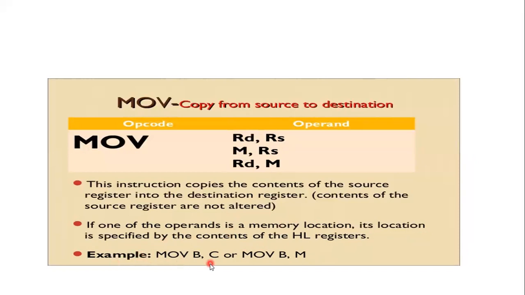Okay, example here, MOV B, C. C is the register. The content of C is moved to the register B, and the B content will be changed, whereas the content of C will not be changed. Another example is MOV B, M. Here M stands for the memory. The content of memory is moved to the register B.